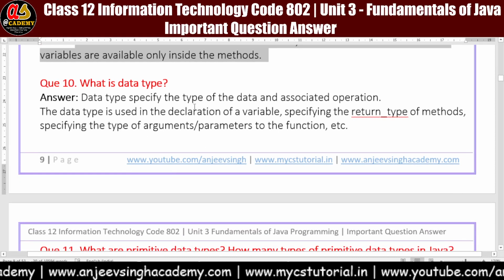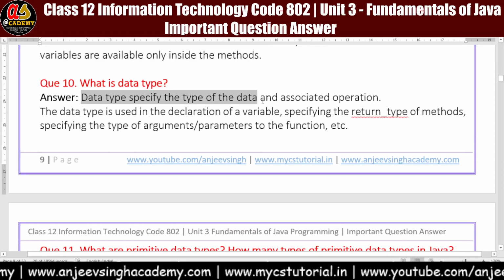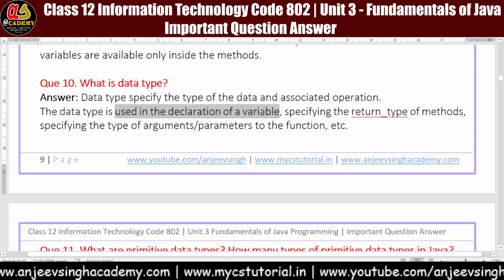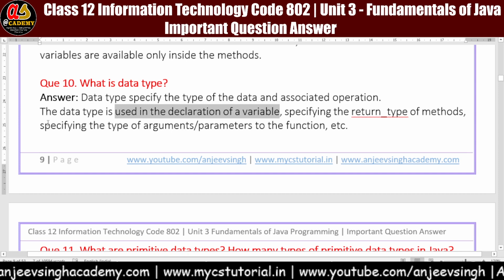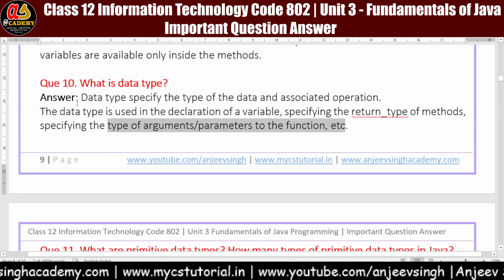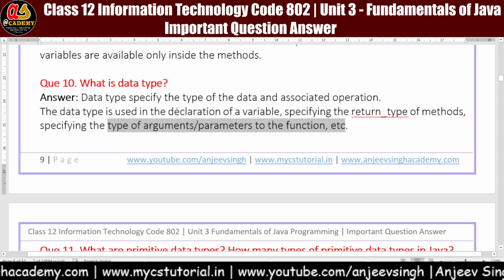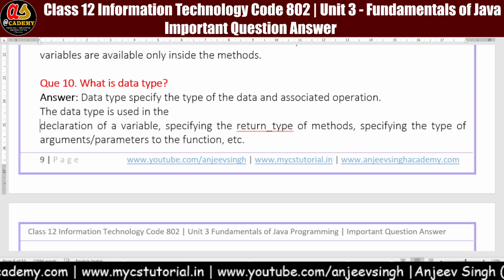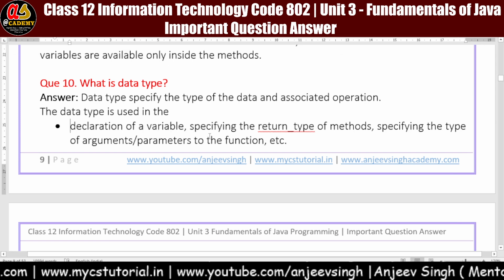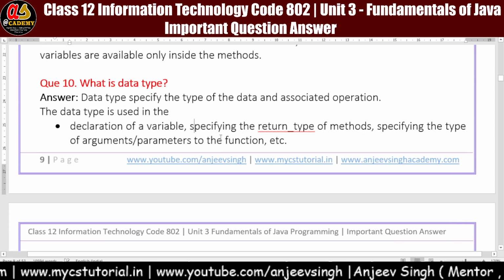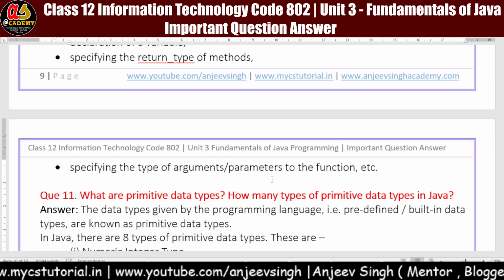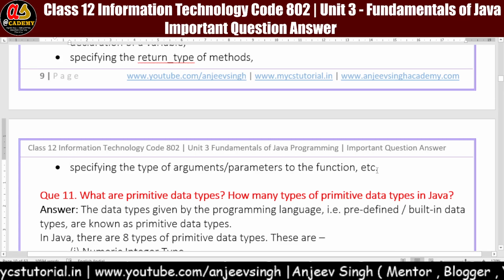What is data type? As I told you, data type specifies the type of the data and associated operations. Data type is used in the declaration of variables, specifying the return type of methods, specifying the type of arguments, specifying the parameters to the functions. So there are so many uses of data type. I'm just giving the bullet points here: declaration of variable, specifying the return types of functions, and specifying the type of the arguments and parameters to the function, etc.